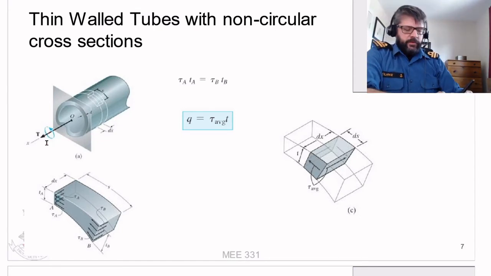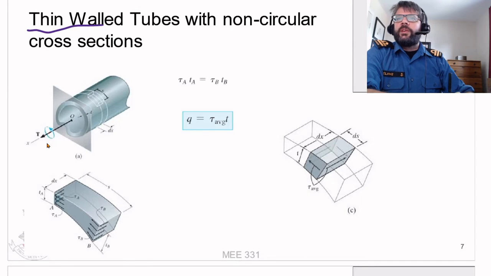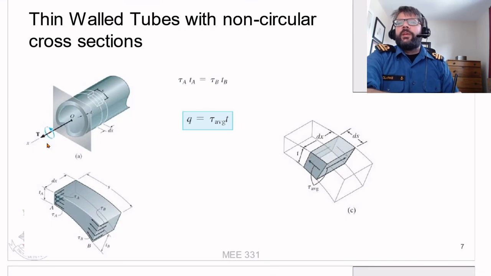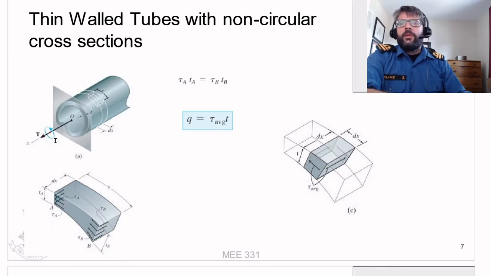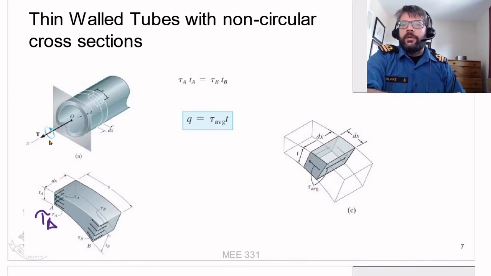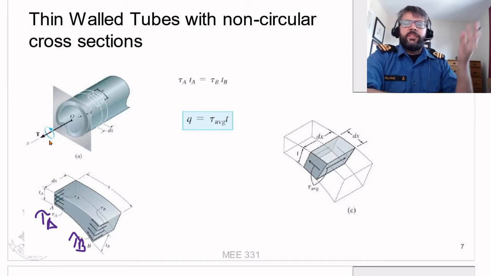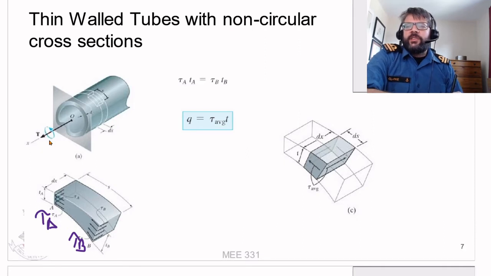So we're specifically talking thin-walled tubes here, because basically what can happen is if we take a section of the tube, slice it up and look at it, you're going to have tau A and tau B. Basically the shear stress at this section and the shear stress at this section.